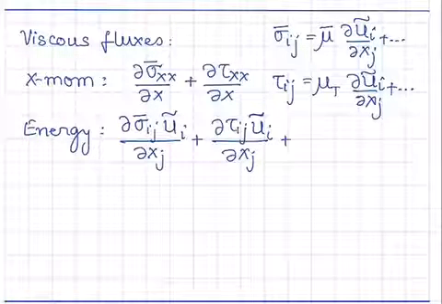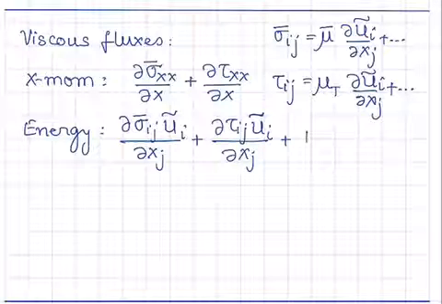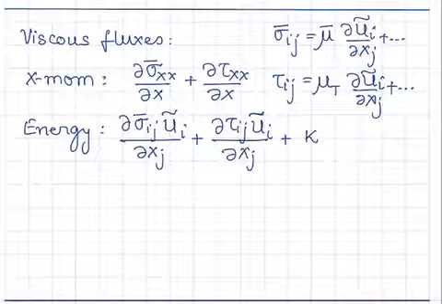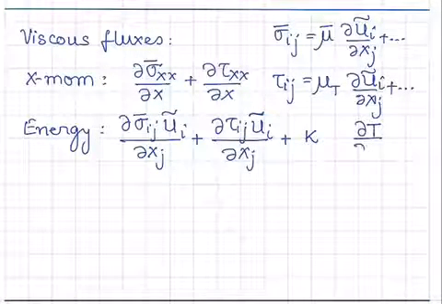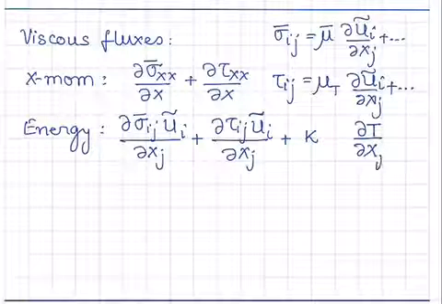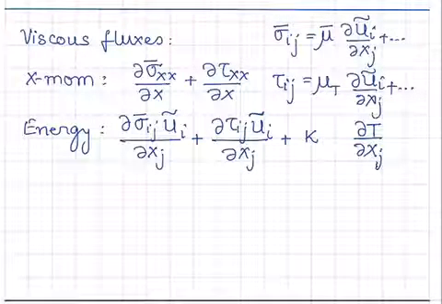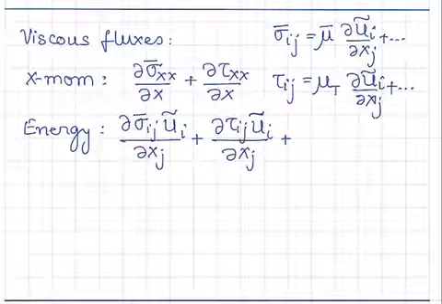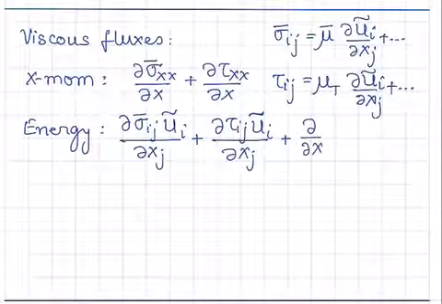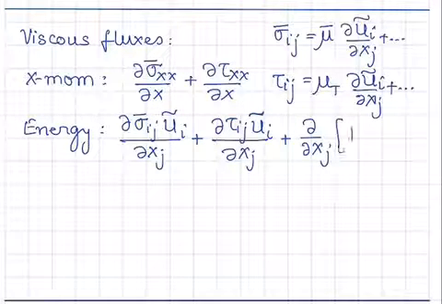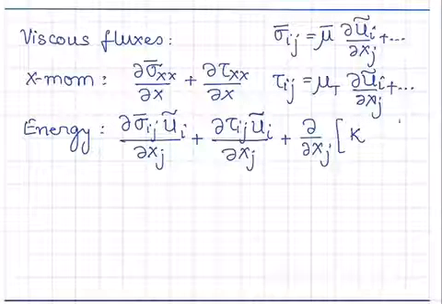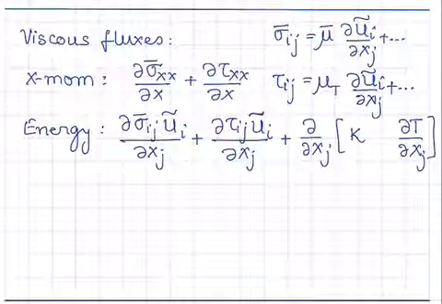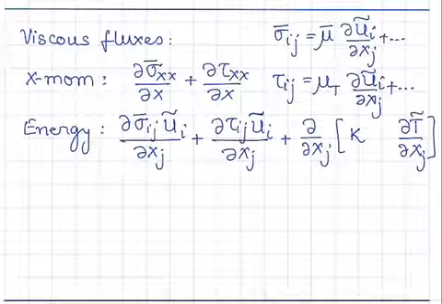Then we have the heat conduction term, which has the form conductivity times temperature derivative dT/dx_j. Okay, let me rewrite this. Need a bit more space here. d/dx_j of conductivity times dT/dx_j, summation over j. T is the tilde, mean quantity.